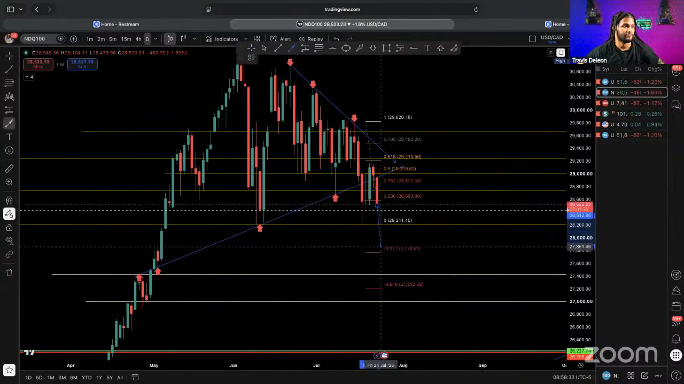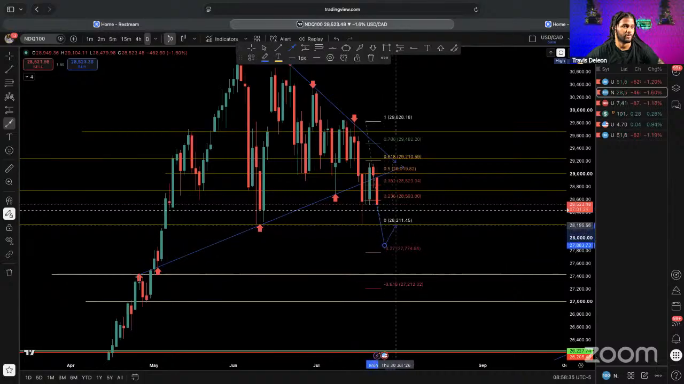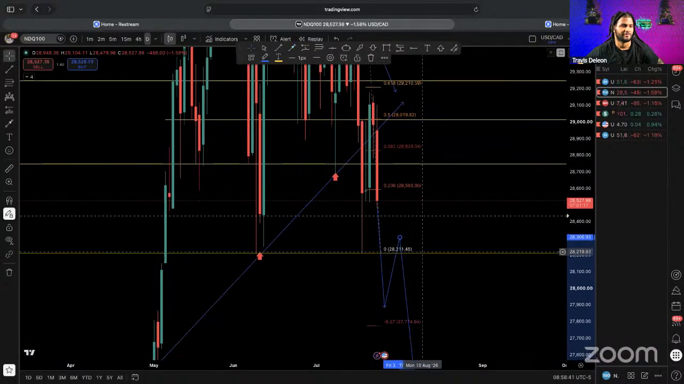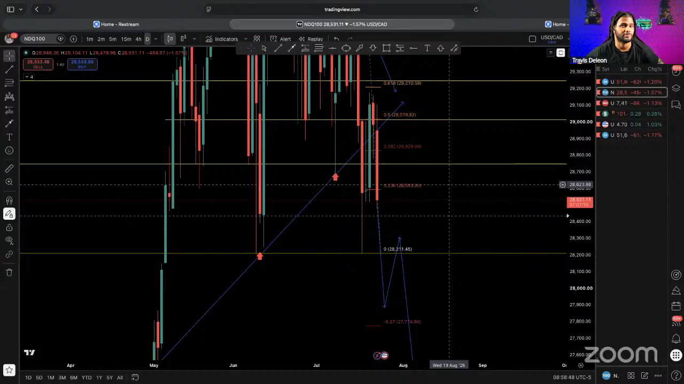I want to see a break under the 4 hour. A little bit of wiggle room, it comes higher, and then when it comes back down again, I'm selling right under the 28205 level region, which should be a solid trade.